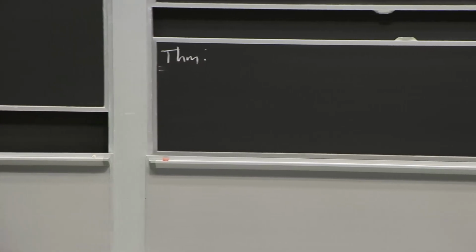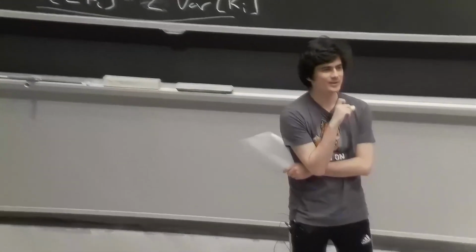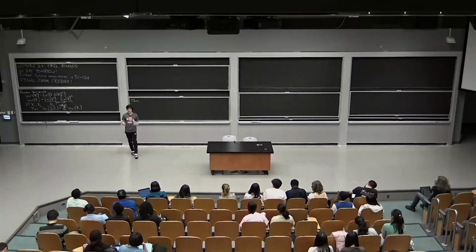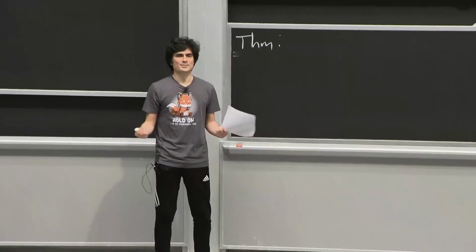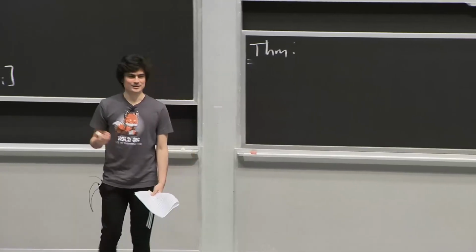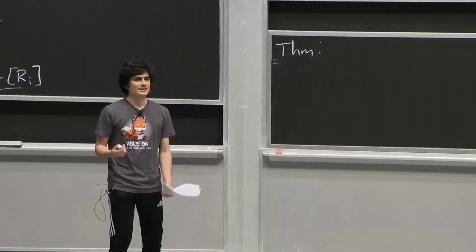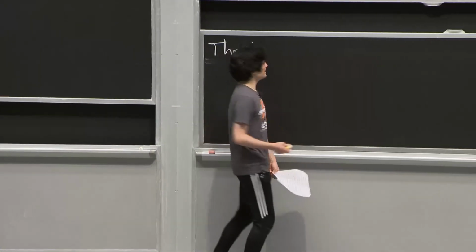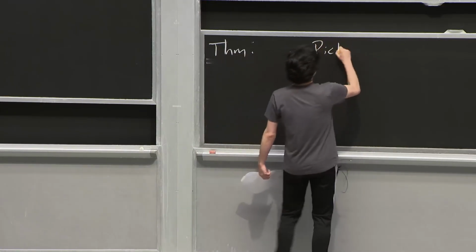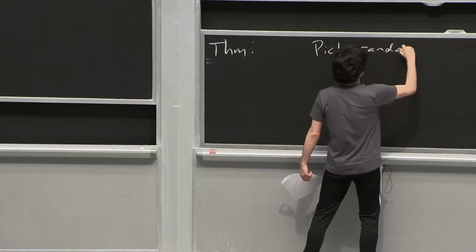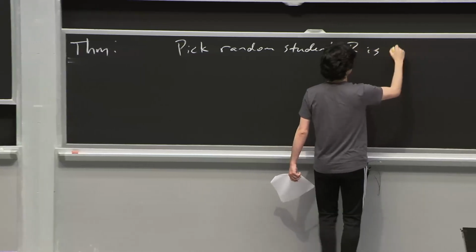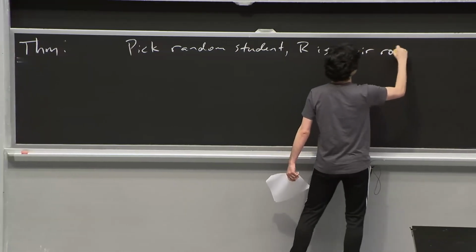So before I give you the bound, let's think about an example. Looking at this room, suppose I pick a random student and let the random variable R be the row that the randomly picked student is sitting in. Okay, so guesstimate that the expectation of R is about 8. So pick a random student. R is the row.